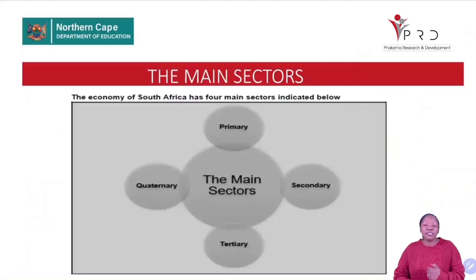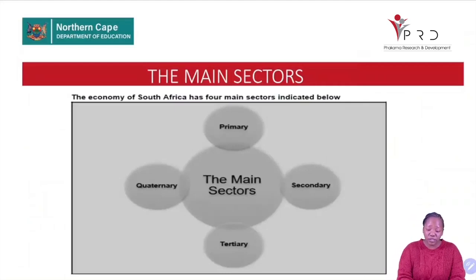Remember, the primary sector is the one that deals with the raw material. And then after that, it gets sent into the secondary sector. So the secondary sector is dealing with the manufacturing as well as processing of this raw material from the primary sector. And then after it has been manufactured and processed into a final product, now it is ready to be sent into the tertiary sector.